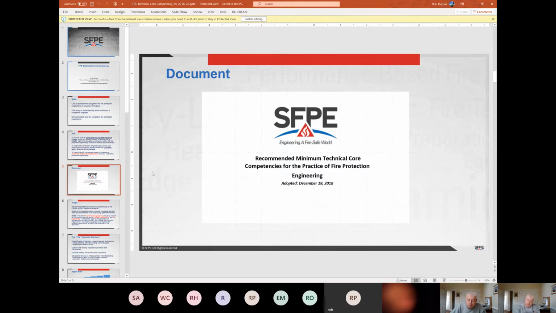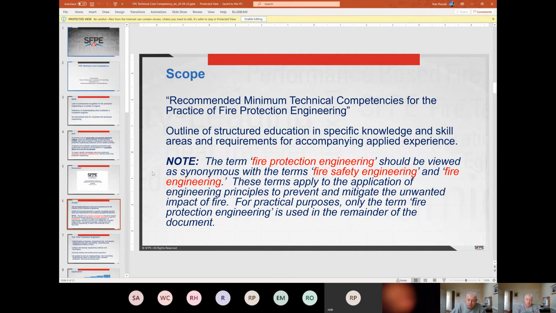Okay. Under the scope of this document, it's a recommended minimum technical competencies for the practice of fire protection engineering. Again, it does not say the minimum technical competencies of a fire protection engineer, the practice of fire protection engineering. I know it seems like splitting the hairs associated with how that's applied, but those that are practicing engineers versus those that are engineers working under the provisions of a licensed fire protection engineer by firm, you can see that there's specifically a difference.